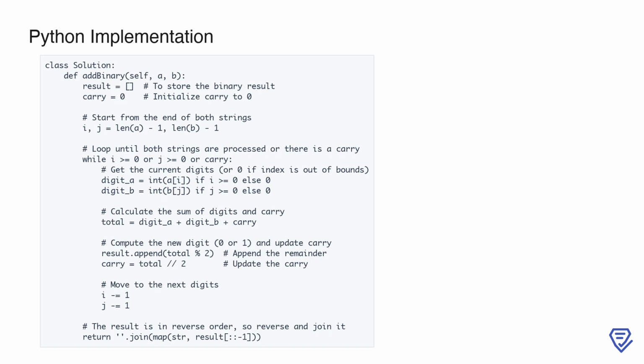Next, we compute the sum of the two digits and the carry. The new binary digit is the remainder of the division of this sum by 2, total % 2, and the carry is updated to the quotient, total // 2. The new digit is appended to the result list. Once all digits are processed and the loop ends, the result list will contain the binary sum in reverse order. We reverse the list and convert it to a string using join to get the final binary representation. This approach handles all edge cases, such as inputs of different lengths and the presence of a carry after processing all digits. The algorithm has a time complexity of O(max(len(a), len(b))), since we process each digit once, making it efficient for large inputs.